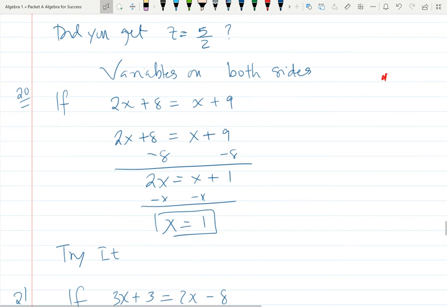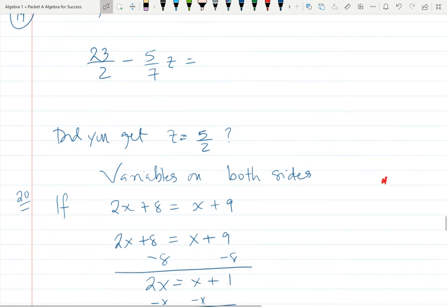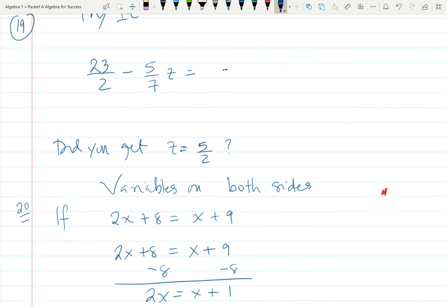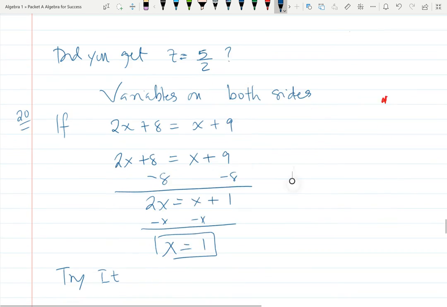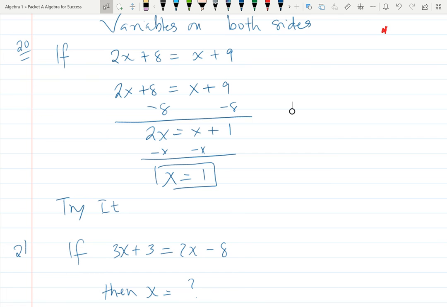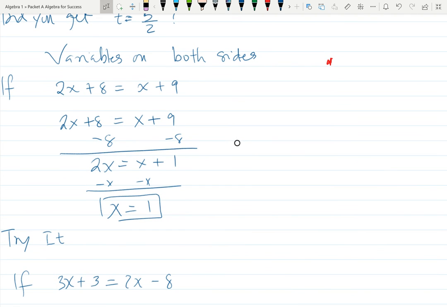Let's go to question number 20. Sorry, I'm missing a number here. I'm sorry, I'll put it later on the worksheet. Now we have variables on both sides. When you have variables on both sides, you want to collect like terms. Typically, you want to collect your variables to the left side and your constants to the right side.